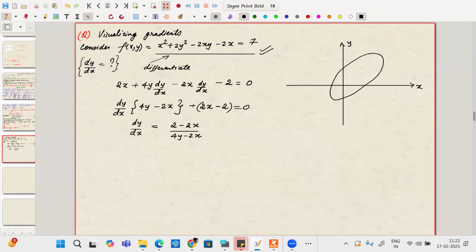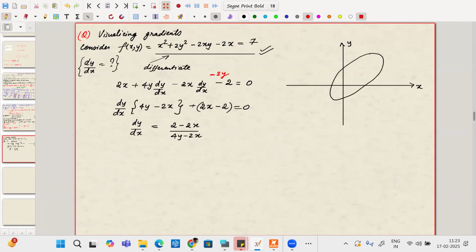Is it correct? Or is it wrong? Yes, there is a mistake. Tell where the mistake is. There should be minus 2y, because the derivative of x with respect to x is 1.